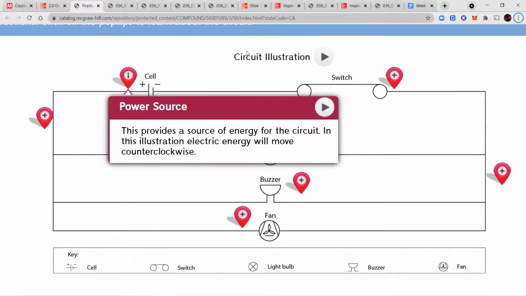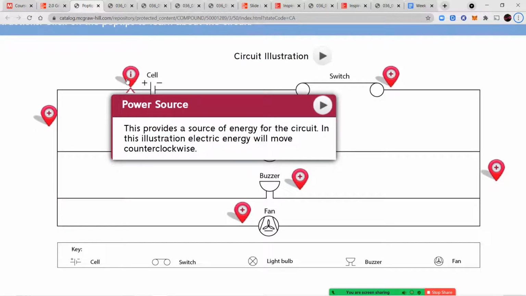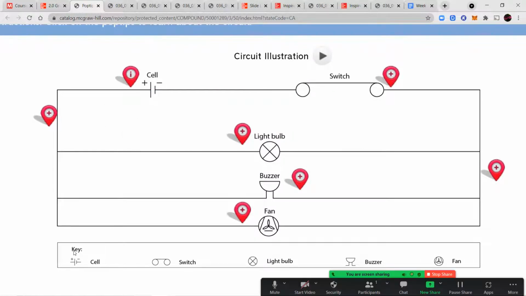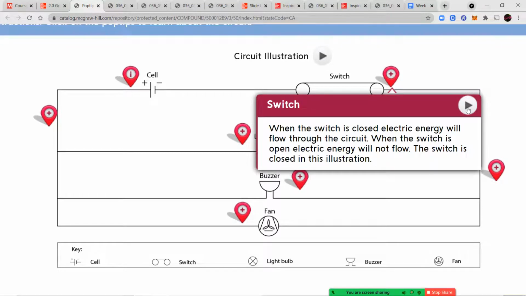All right, so let's stop for a minute and look at what we just read. So your power source will usually be your battery. And if we look down here at the key, we can see that the plus and minus, just like you would have a plus and minus side on a battery, is your cell. Then we're going to go over here to the switch. And that's what looks over here like two circles with the line running across the top. We're going to read about what a switch does.